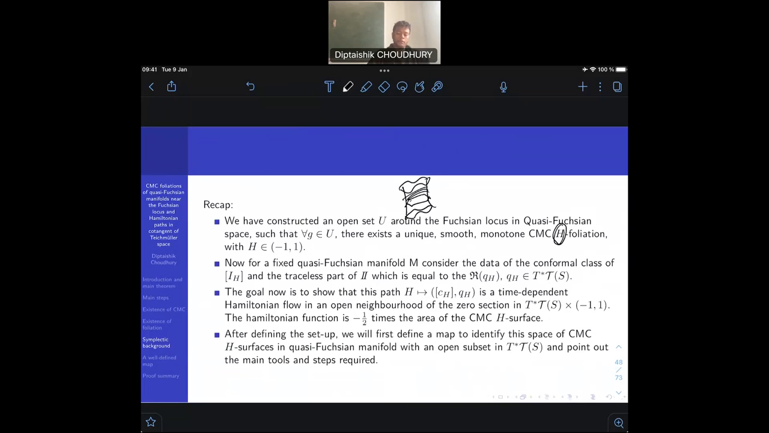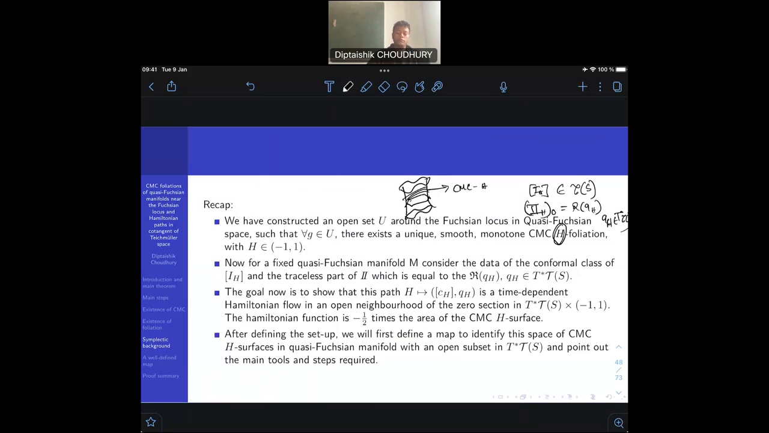And what we want to do now is that given a CMC H surface, we want to take the first fundamental form, which is the induced metric on such a surface, and take its conformal class. So that would give me a point in the Teichmüller space. And then you would take the traceless part of the second fundamental form, which gives you the real part of a holomorphic quadratic differential. And the quadratic differentials are giving points in the cotangent space. So this I_H and Q_H together give you a point in the cotangent space.